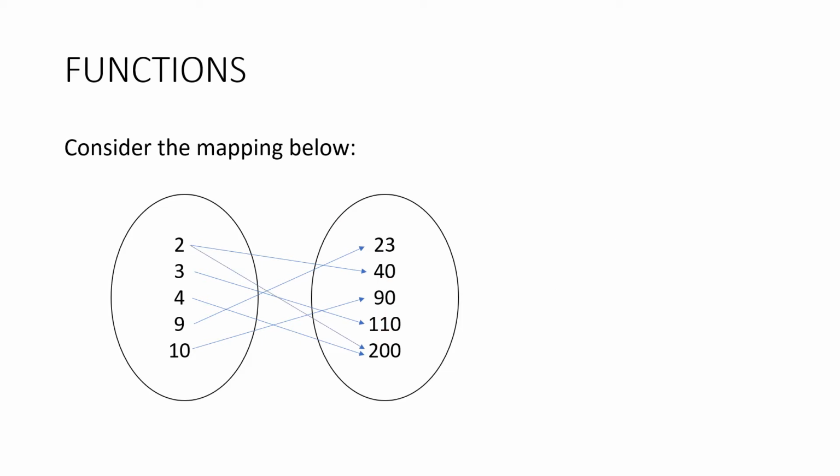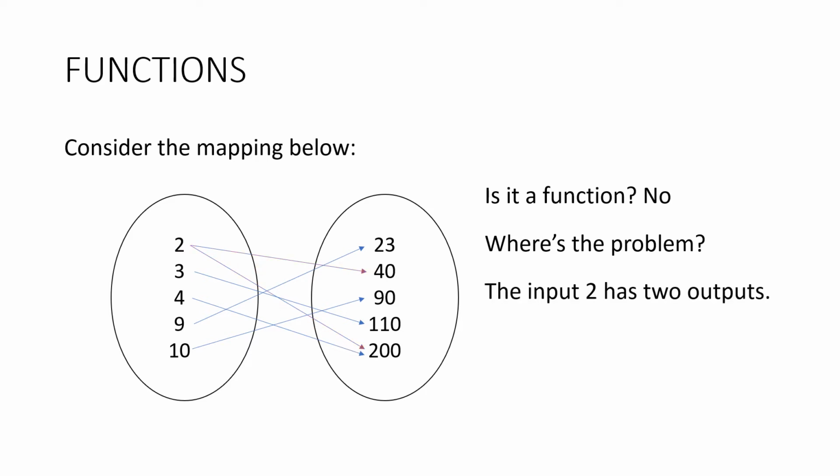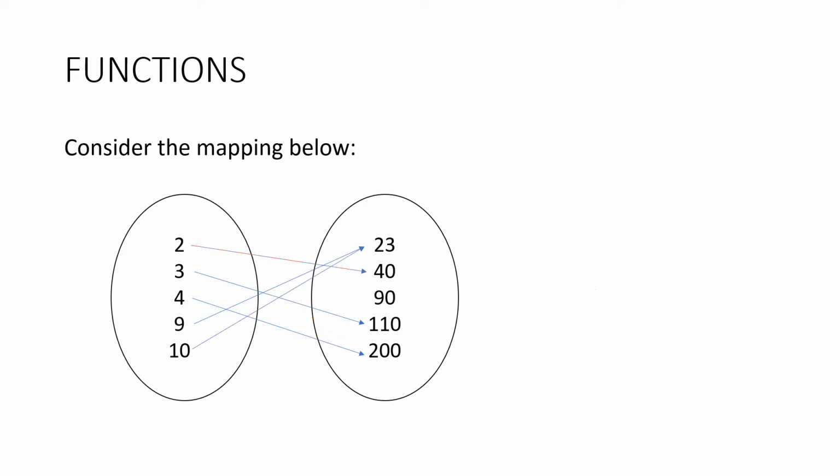What about this one? When I input 2, I could get 40 or 200. If I input 3, I get 110, 4, I get 200, 10, I get 90, and 9, I get 23. Is this a function? No, it's not. And the problem is 2. When I input 2, I could get two answers. Does that make sense? The input of 2 has two outputs.